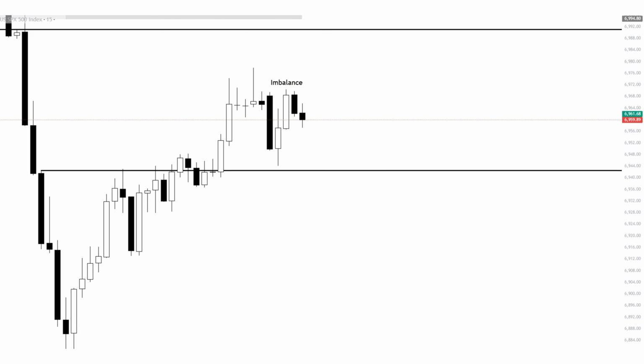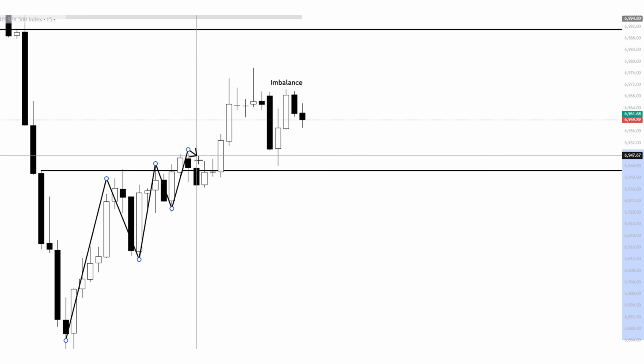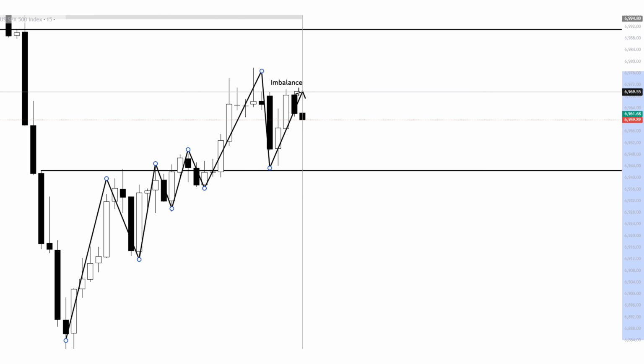15 minutes chart. Now each time we switch time frames, we need to restart the analysis of the recent price action. What we have is an uptrend pattern in order to fill the imbalance. The uptrend is obviously formed with higher highs and higher lows, and now the last move that we can see is the push to the upside.